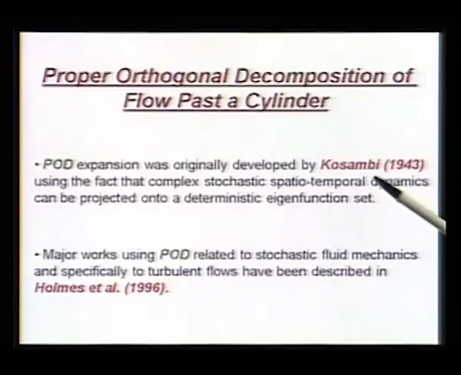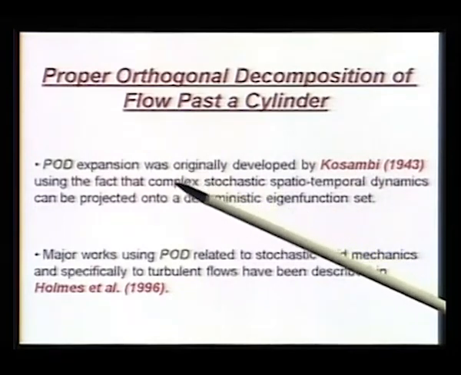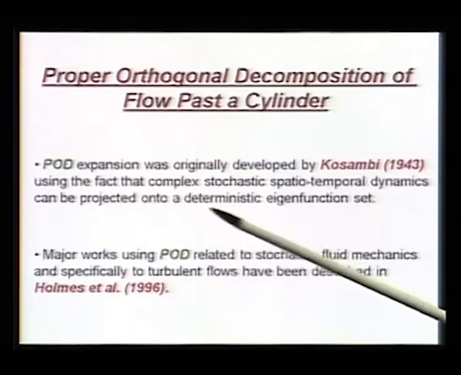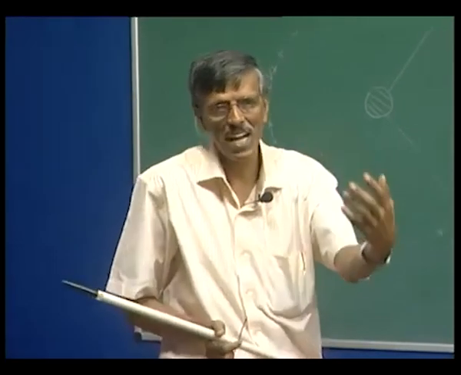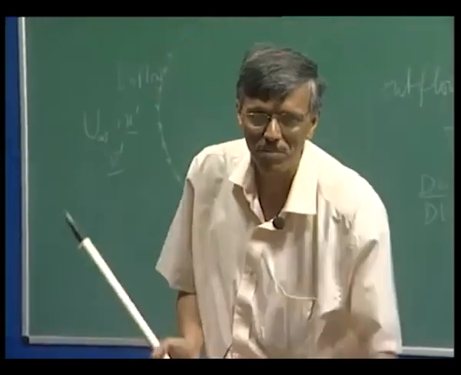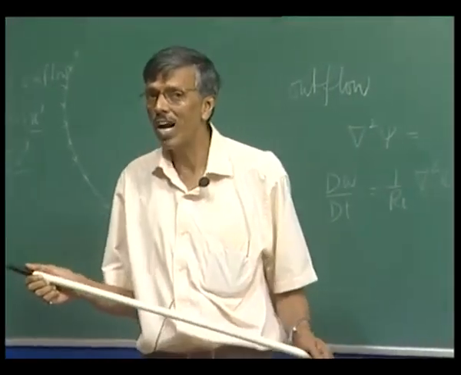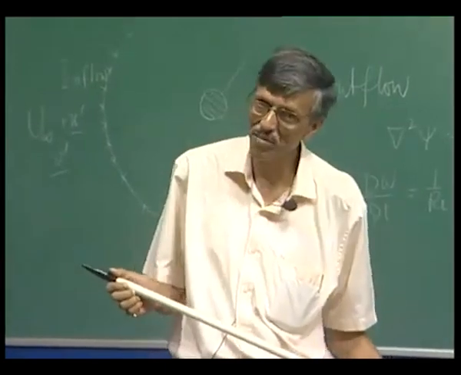So, that is what he was trying to understand, that even when you are looking at a complex stochastic system where the dynamics is given by space time variation, you can actually project the whole thing in terms of a deterministic basis. So, where do you start and where do you get off? That is a major question.